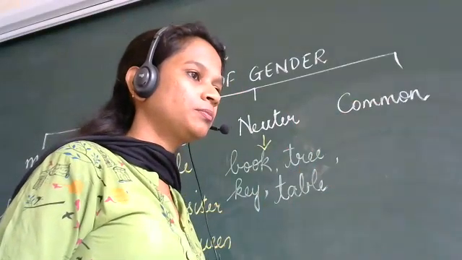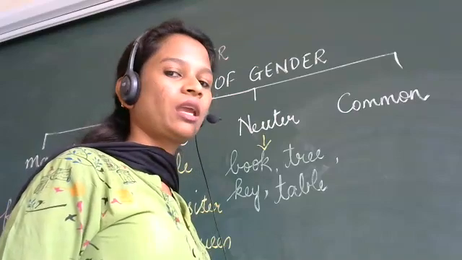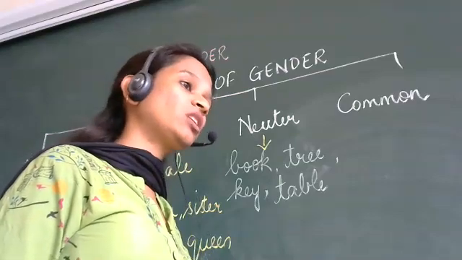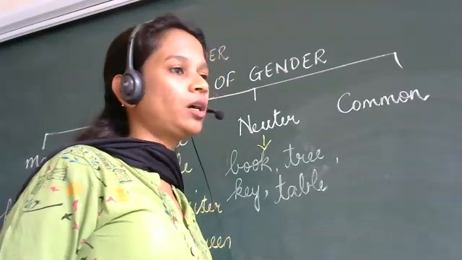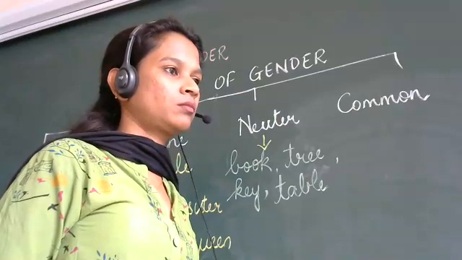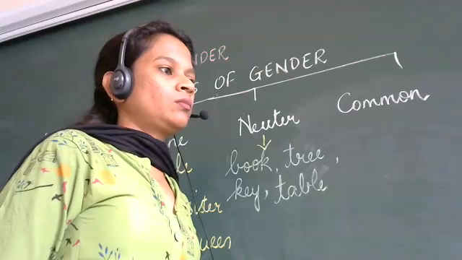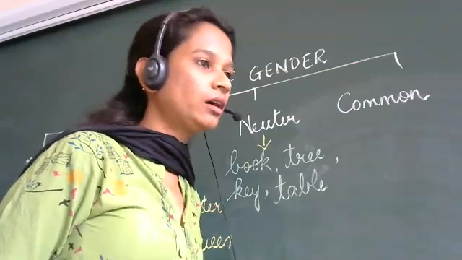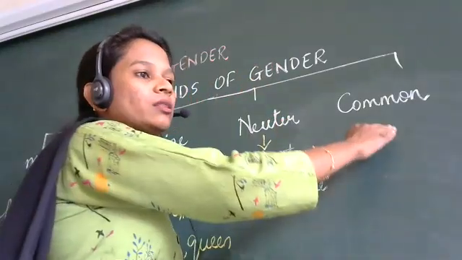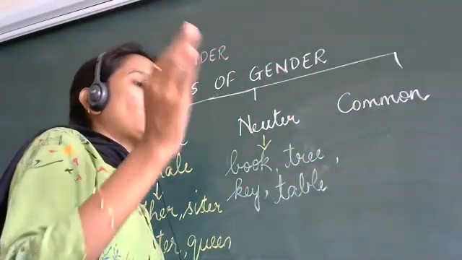Listen, children. How do you know that a doctor or an engineer is a common gender? I'm asking you a question. How do you know that a king is of male gender? You're saying engineer or doctor. How do you know it is a common gender? Yes, a doctor, an engineer, a teacher, principal, scientist. Why do we call them under this common gender? Because they can be male also and female also.